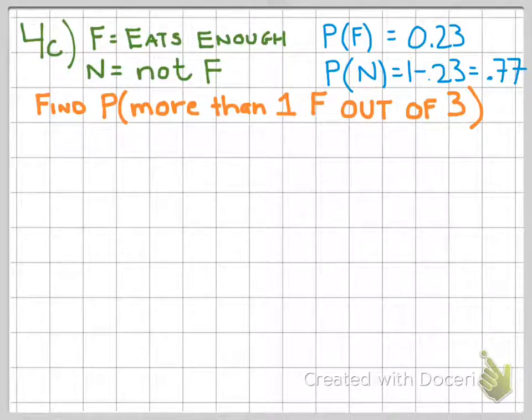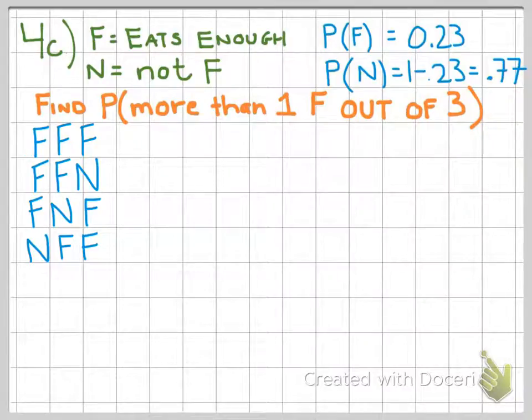my list of outcomes. So I make a short list right here. Notice that this one right here has 3 F's, so I want to find the probability of finding 3 randomly selected people that eat enough fruits and vegetables. Okay, so that's 3 F's.